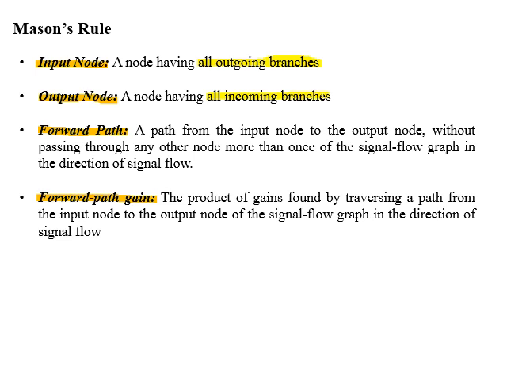Next is forward path. A path that starts from the input node and ends on the output node of the system in a signal flow graph without repeating a node is known as a forward path. And forward path gain is the product of gains found by traversing a path from the input node to the output node of the signal flow graph in the direction of signal flow.